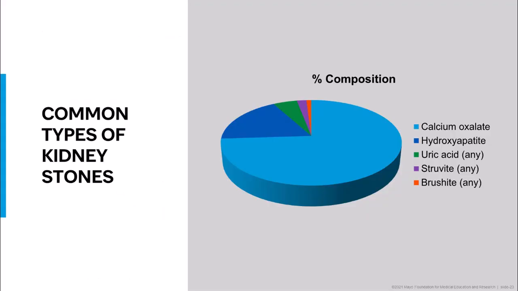So when we do this analysis, what are the types of stones that we do see? Well, the vast majority of our stones are calcium oxalate based. And then you can see the next most abundant is hydroxyapatite, which is a form of calcium phosphate. We have uric acid stones, some struvite, and then lastly, some brushite and others that aren't listed on this slide.